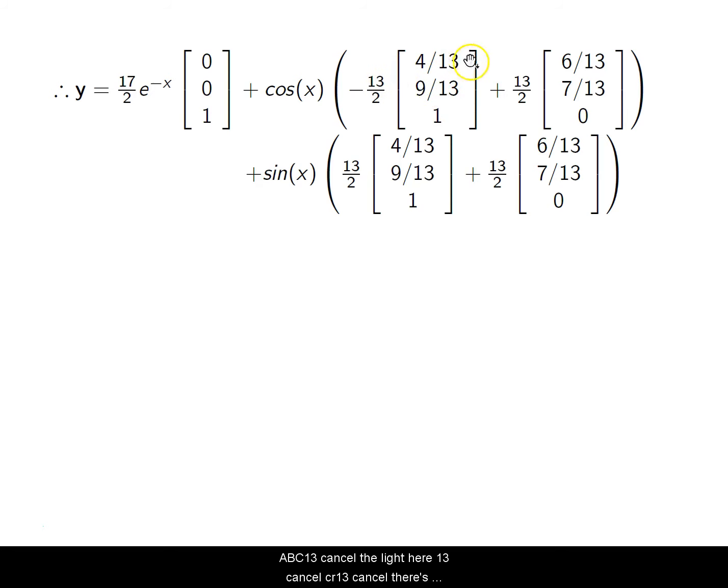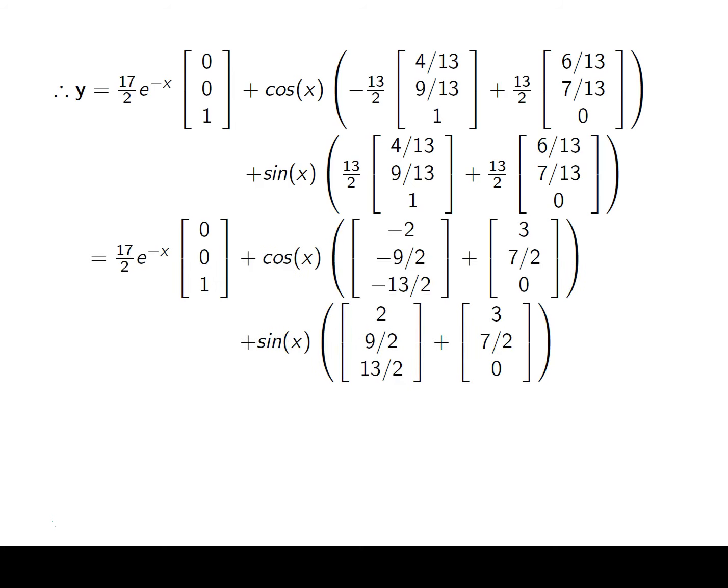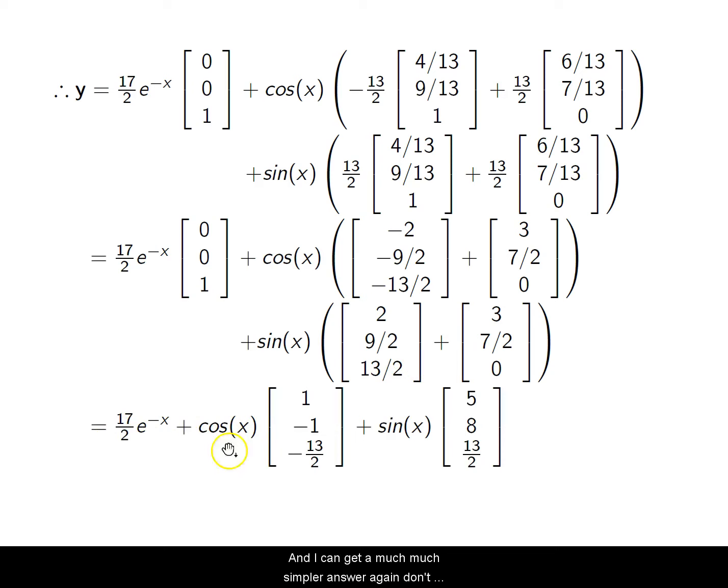If you see, 13 cancels a lot here, 13 cancels here, 13 cancels. There's a lot of extra stuff going on here. You always want to simplify things down as much as possible. So let's go ahead and start to simplify. So I have my cosine x's here. I simplified my two matrices. Okay, so I have cosine times these two things, sine times, now this has been simplified. I can add these together. I have distributed the 13s over 2 into everything, so things have canceled out. A little bit nicer looking. Okay, so I have this matrix. I can add these together, and I can get a much simpler answer.